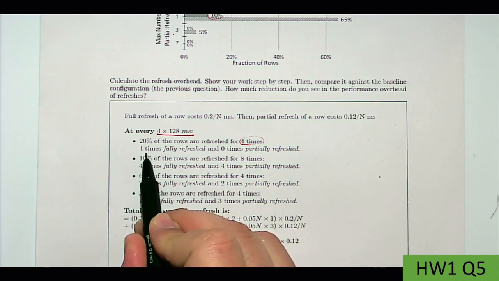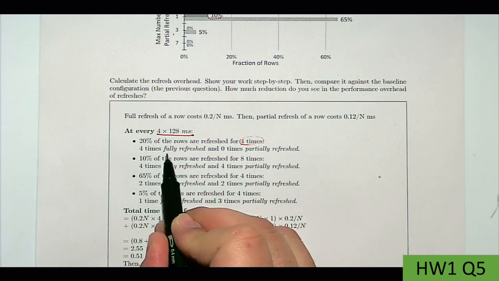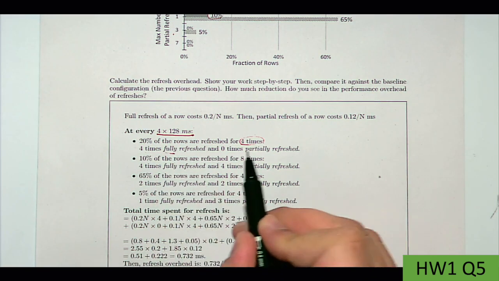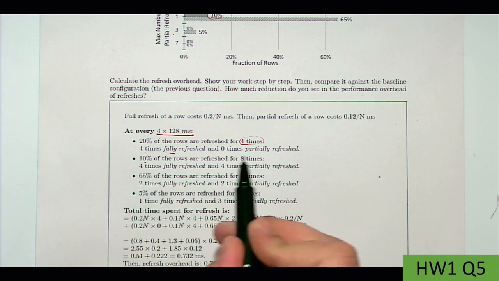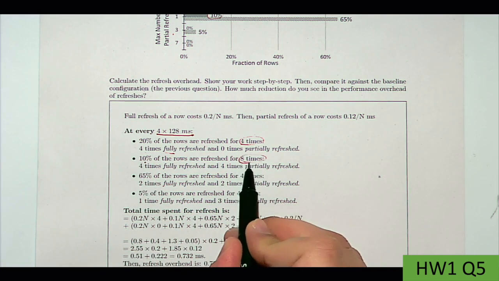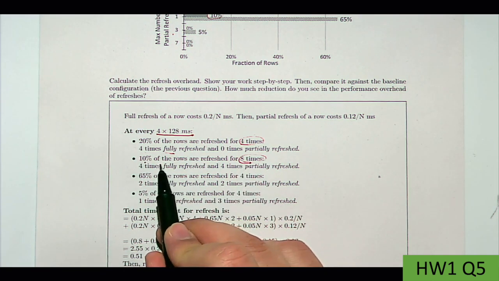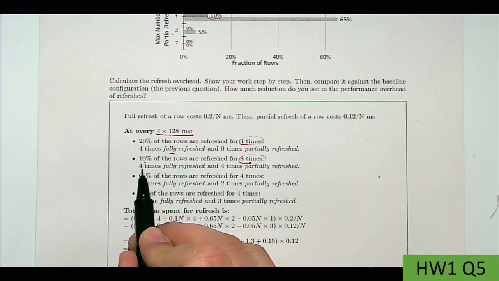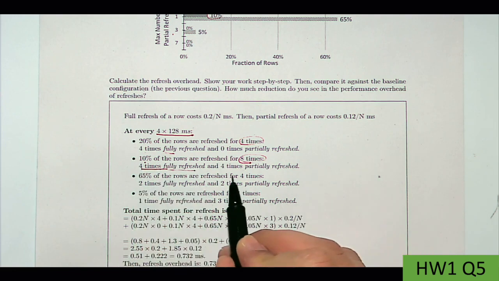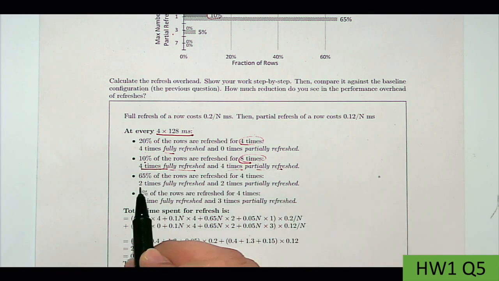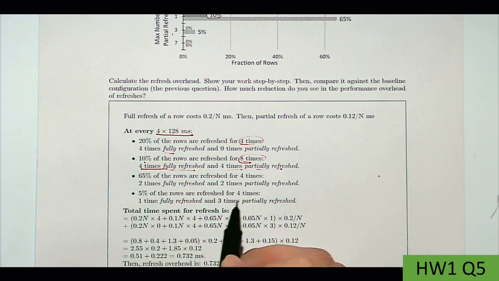And then these 4 refreshes, all of them are full refreshes, and none of them are partial refreshes. And for 10%, I refresh them 8 times because this was 64 milliseconds in refresh interval. And half of them, I mean 4 of them are full refresh, 4 of them are partial refresh. And you just go like this.